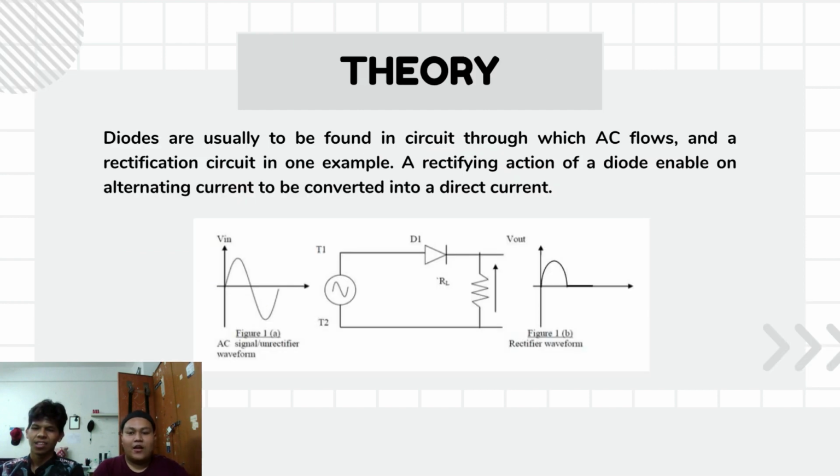Untuk teori, for practical work 2, diode as rectifier. Diodes are usually to be found in circuits through which AC flows, and a rectification circuit is one example, as the rectifying action of a diode enables an alternating current to be converted into direct current.